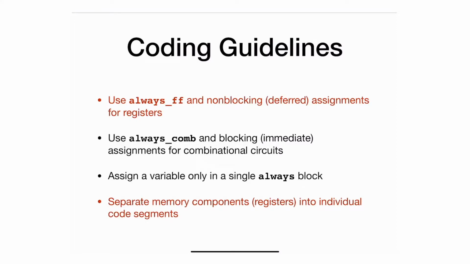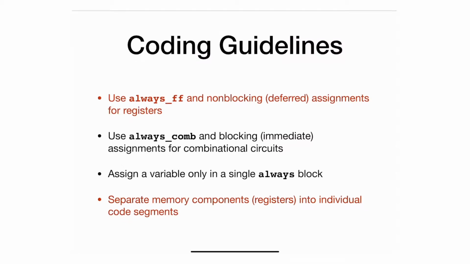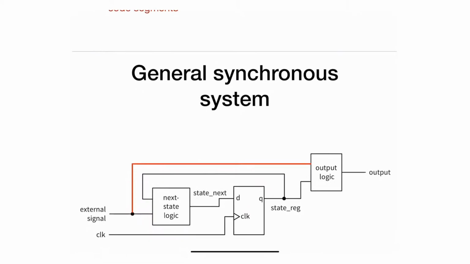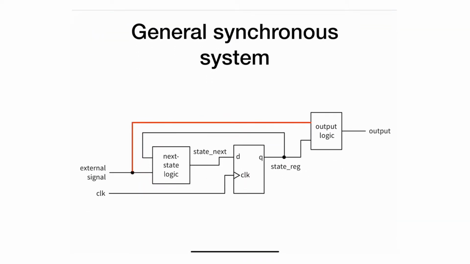Alright, so the fourth guideline says separate memory component registered into individual code segments. In order for me to explain this, I need to talk a little bit about the basic building blocks of a general synchronous system, and that's basically a sequential system.